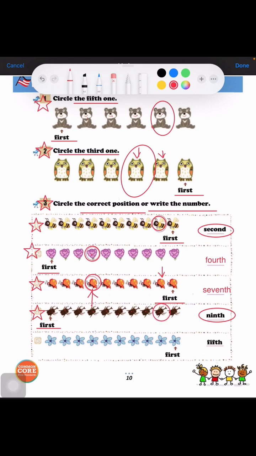Okay, last question. We need to circle the fifth one. The one on the right is the first one. So first, second, third, fourth, fifth. So this is the fifth one.